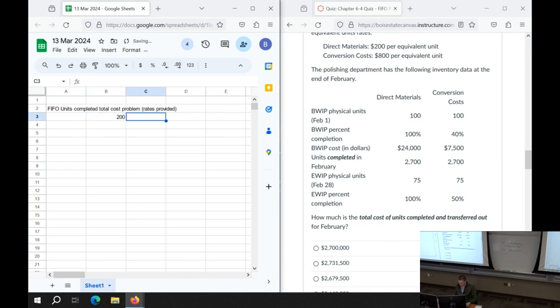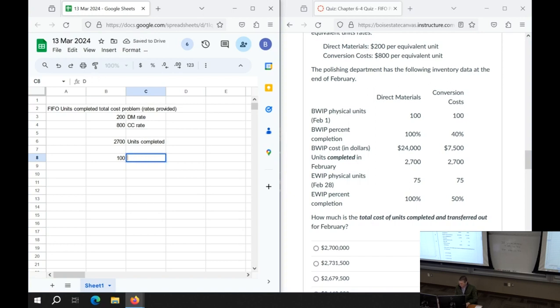Okay, we have 200 as our DM rate, 800 our CC rate. 2,700 is our units completed. And we said that beginning WIP is 100 beginning WIP units times 100%, just number one, is our direct materials beginning WIP equivalent units.